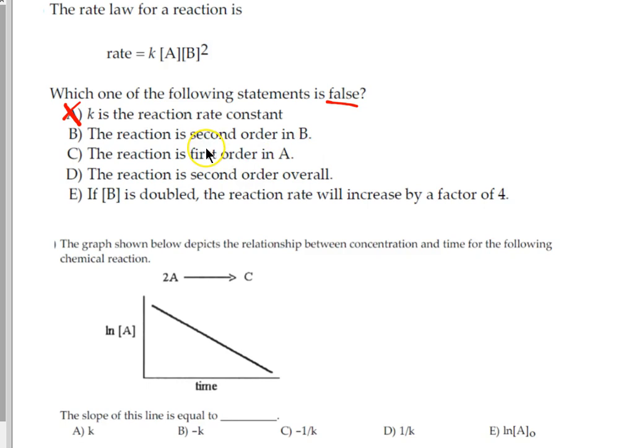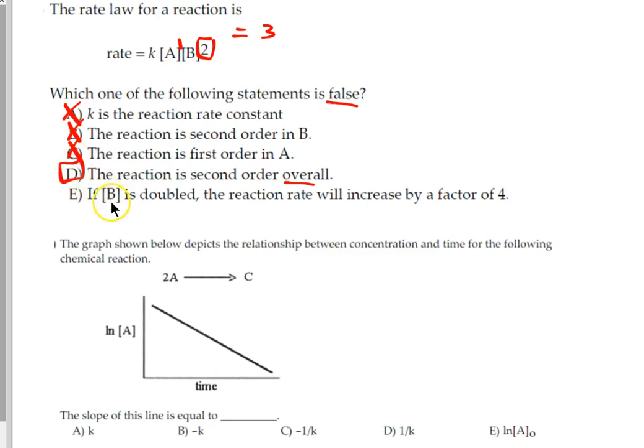The reaction is second order in B. There's a 2 with B, so that is true. So that's wrong because it's not false. The reaction is first order in A. That's a true statement. The reaction is second order overall. That's our wrong one, correct? To find the overall order, you add the 2 exponents. Now, there isn't a 1 there, but if there isn't, there is. I know that doesn't sound like it makes sense. But that adds to third order overall.